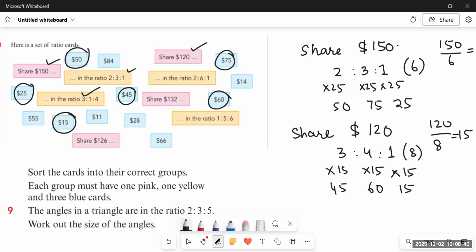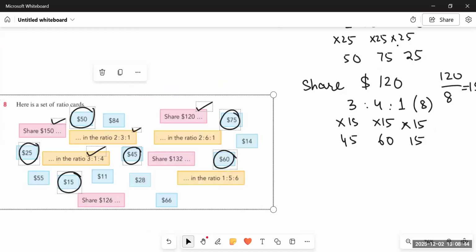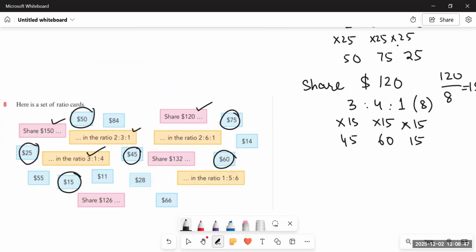Let's take another one. So we have to share $132 now. And let's share $132 in the ratio 2:6:1. So that was 9. If we divide 132 by 9, still we are getting the answer in decimal. So let's not take this one. Instead, we'll take in the ratio 1:5:6, that's 12.